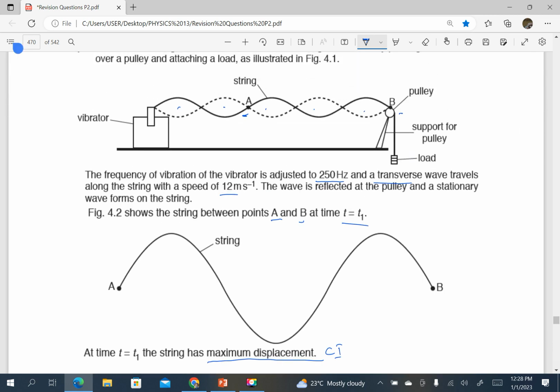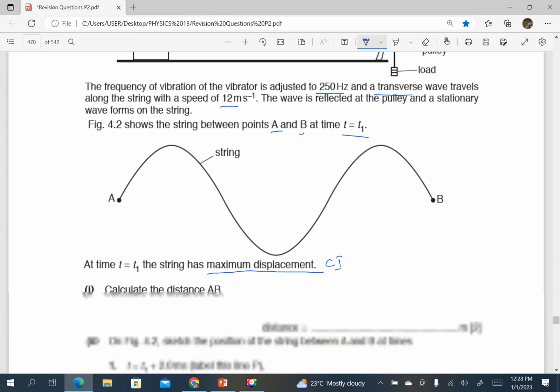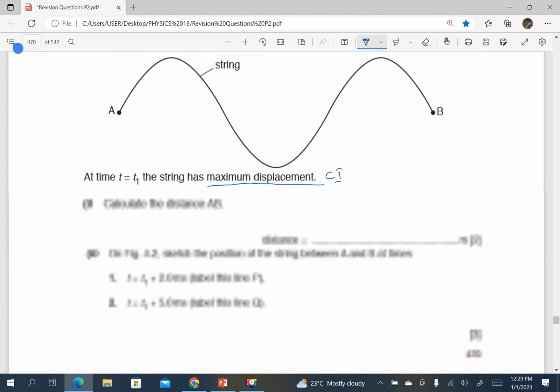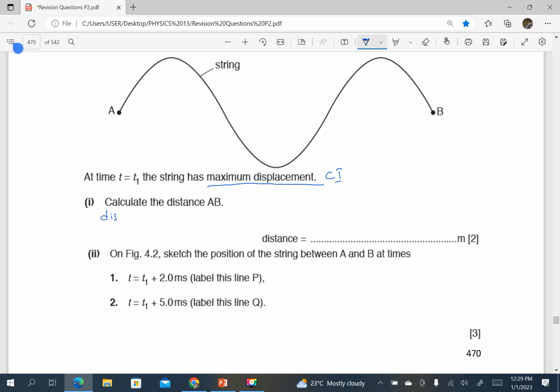We just go back to the graph. A half plus a half plus a half, 3 halves. So the distance AB, this distance L, is representing 3 over 2 wavelength, or 1.5 lambda. But what is the wavelength? From the general wave equation, wavelength is equal to v over f, and v is 12 meters per second, and f was given as 250. So the distance is going to be 1.5 times the wavelength, which is 12 over 250. 1.5 times 12 divided by 250. So that distance is 0.072 meters.